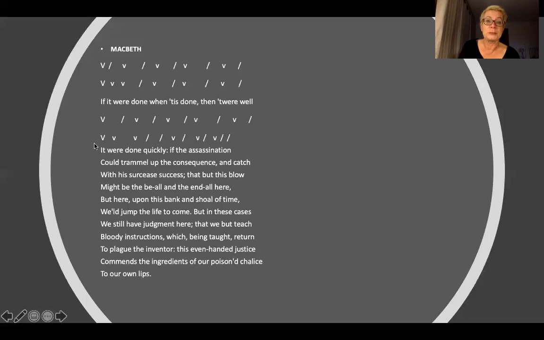But alternatively, you could do a similar thing. "It were done quickly." So that slight difference of "it were done quickly," the slight change in scansion shifts the emphasis. So if you put those two lines together with our regular pentameter, we have, "If it were done when 'tis done, then 'twere well, it were done quickly. If the assassination could trammel up the consequence and catch with his surcease success," etc. Or the slightly different, more tense scansion: "If it were done when 'tis done, then 'twere well, it were done quickly. If the assassination," etc., etc.